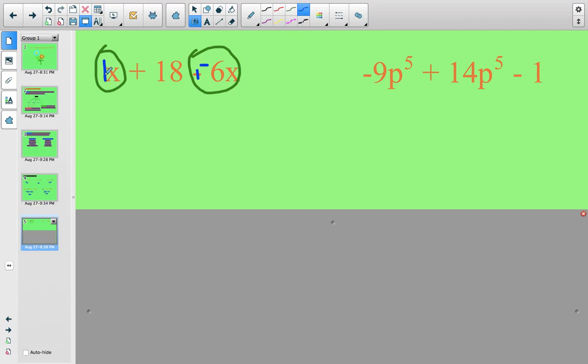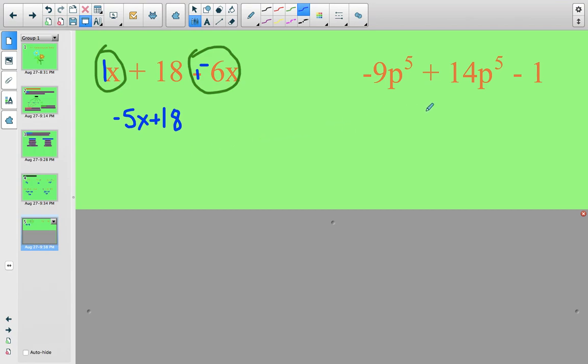So when I combine 1x plus negative 6x, 1 plus negative 6 is going to give me negative 5. And then again, my variable is going to stay the same, so my variable is going to stay x. And then I have that plus 18. That 18 did not find any like terms, so it's just going to stay the same. It's going to stay plus 18. So this here is your answer. These two do not combine, so don't force things to combine if they are not like terms.